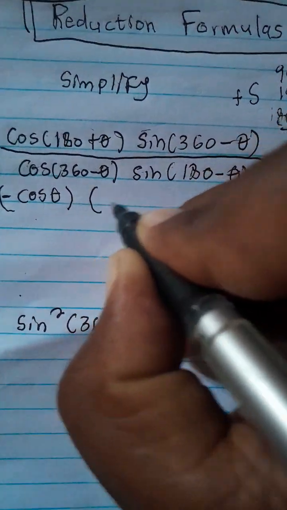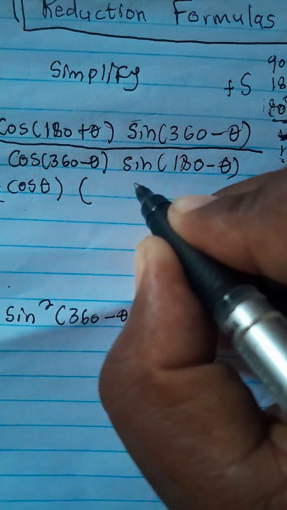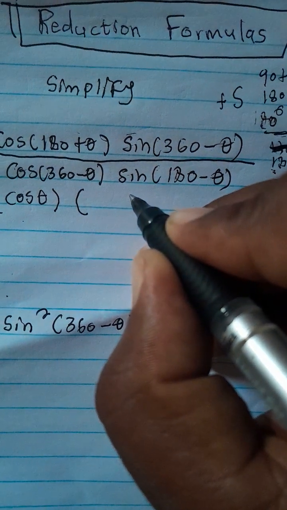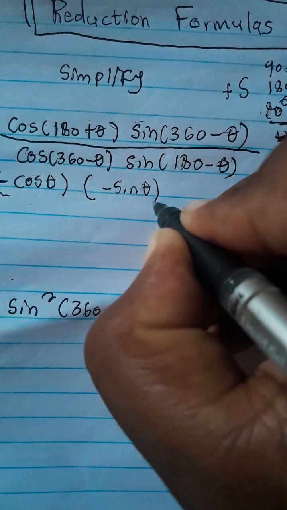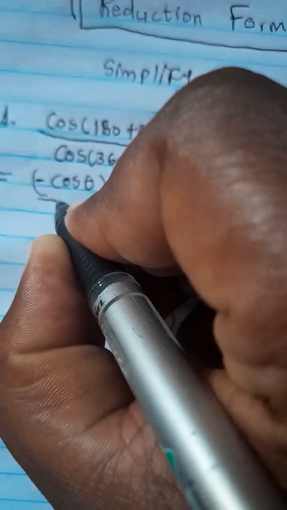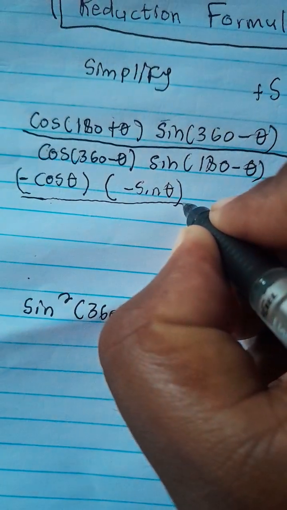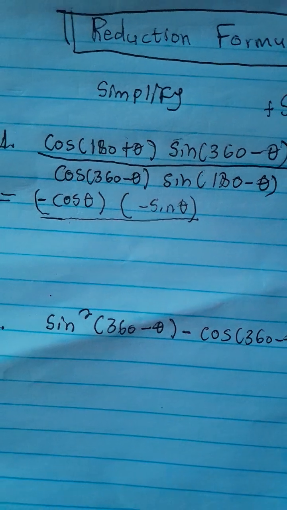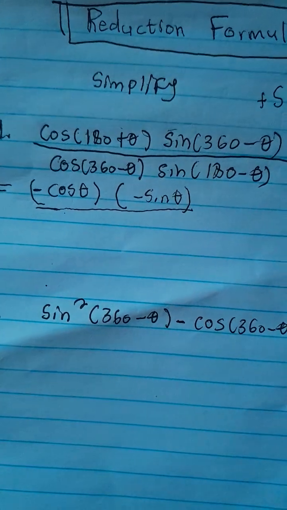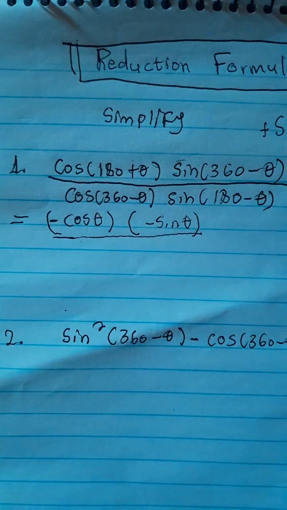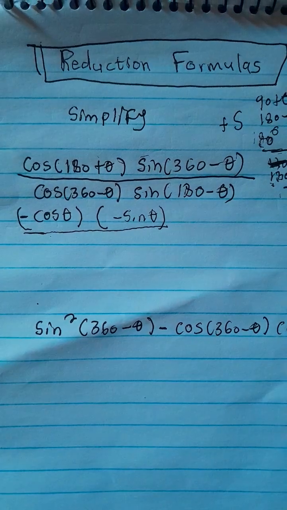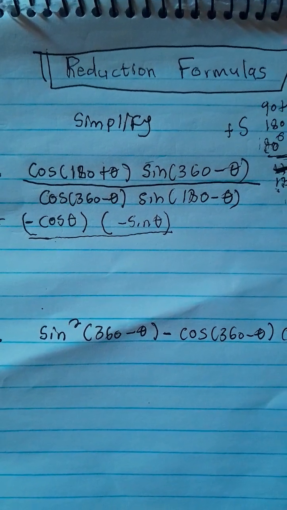Then let's go to sine. How is sine in the fourth quadrant? Sine in the fourth quadrant is negative. It's not a home for sine. So we are going to have negative sine theta. Therefore, where are we going with this? We are at the denominator.